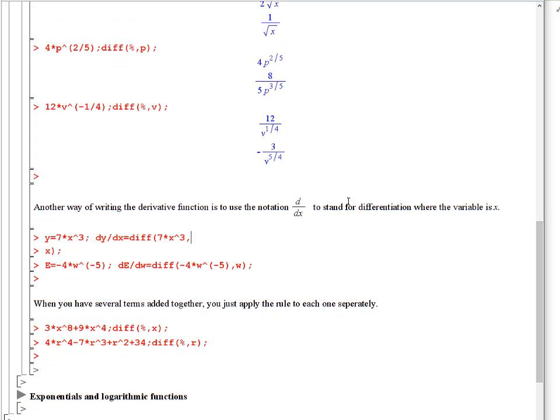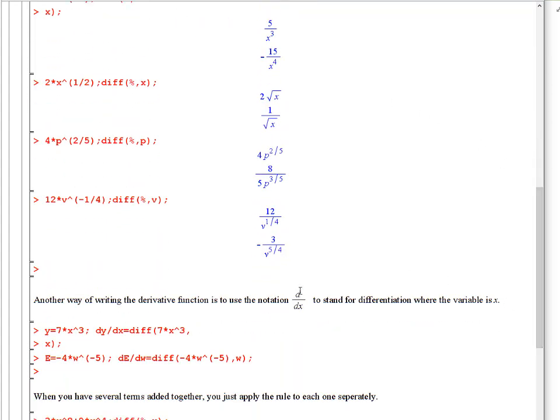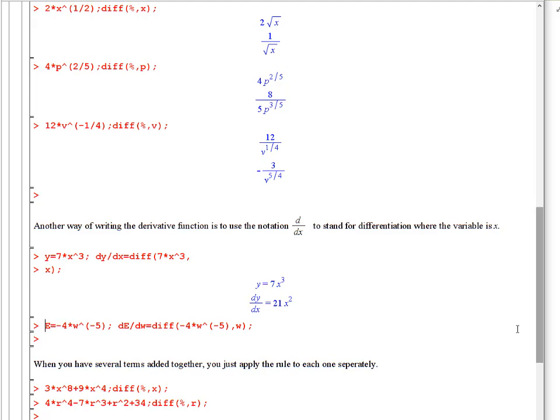Just a couple more examples, just to introduce this different notation here. So this notation means differentiate when the variable is x. You'll see that a lot. So previously I was using the f dash to mean differentiate. An alternative is to use d by dx to differentiate. So if this is y, dy by dx is differentiate y with respect to x. But the rules we use are the same. So if y is 7x to the power 3, then dy by dx is 21x squared, using the same rule.